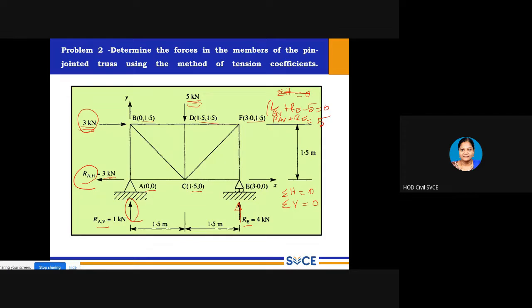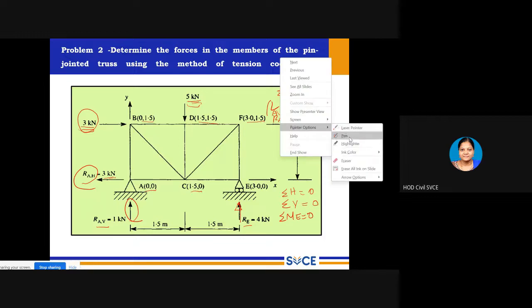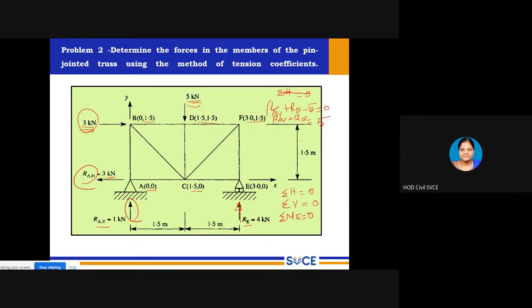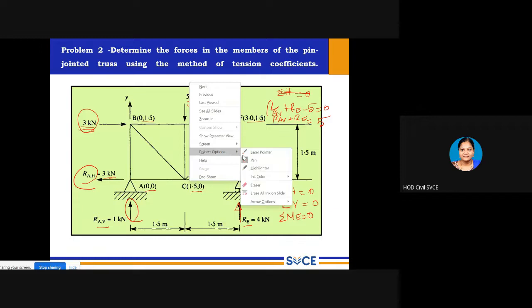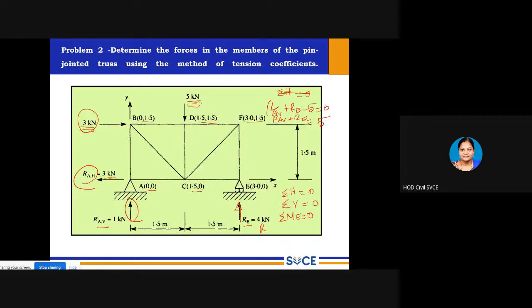So if I take moment about E, what will you get? RAV into... sorry, the pen is not writing. So RAV into, minus 5 into 1.5. You know how to get the moment about any one support, right? RAV into 3, minus 5 into 1.5 is equal to 0. So you'll be getting 3 RAV is equal to 7.5, right?